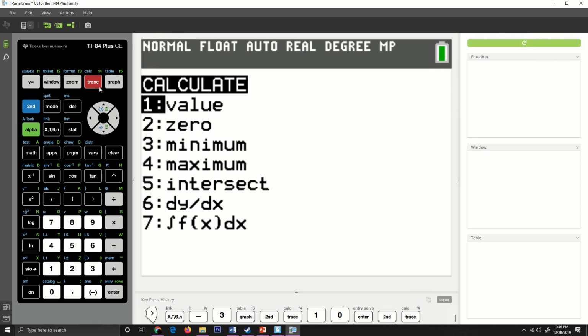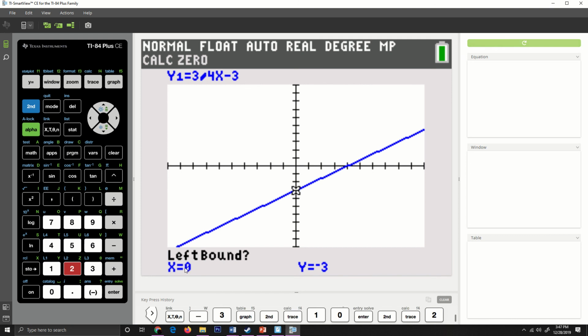So if I hit trace here and I find 0, all right, this thing finds zeros of the function. So another term for the 0 is x-intercept. So when I hit 2, it's going to say left bound. So I'm trying to find an x-intercept, a 0 of the function. And what I'm going to do is set up a little interval where the graphing calculator can find that 0, where it actually touches the x-axis.